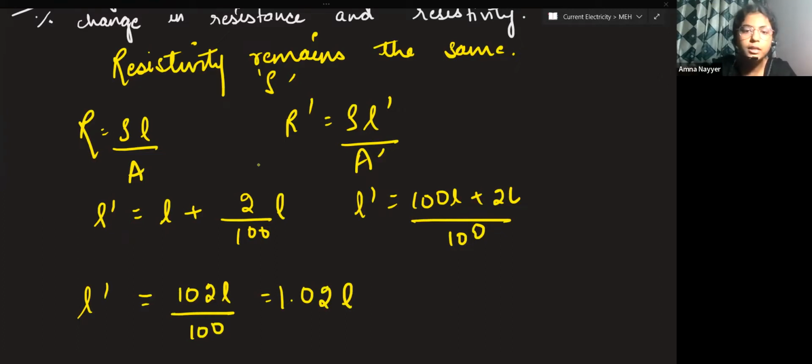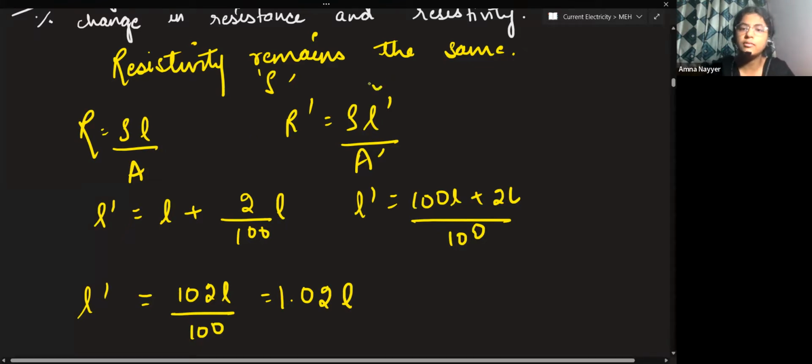How does 100 come in the numerator? Here, it comes by taking the LCM. The LCM of this is 100, so we have to multiply the numerator and denominator of this term by 100 as well, since we have taken the normal lowest common multiple. Fine? So this is the length. So the length we have solved.